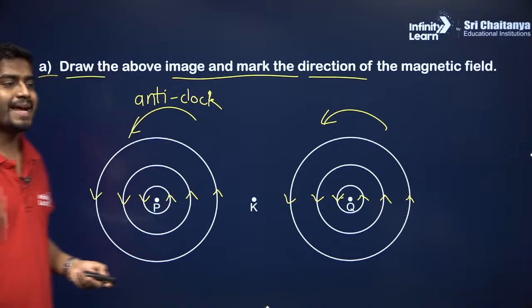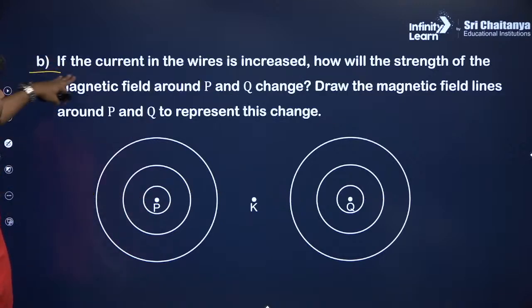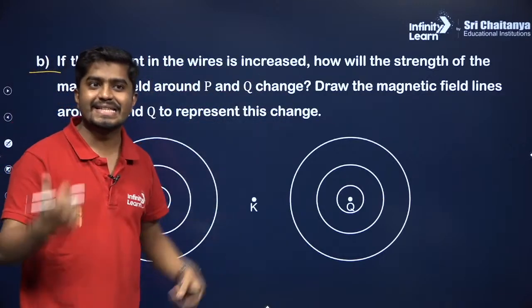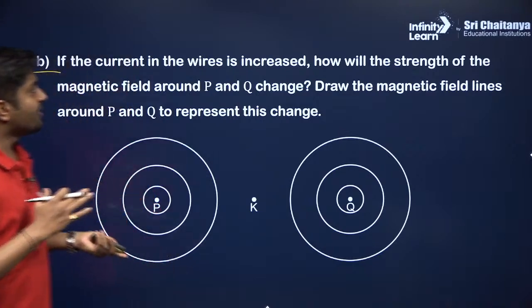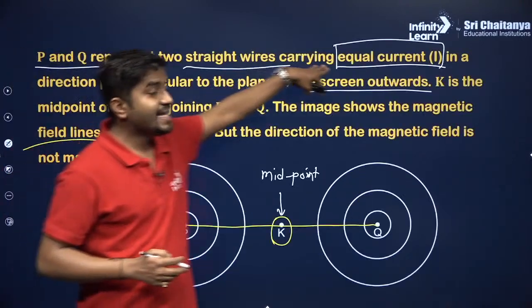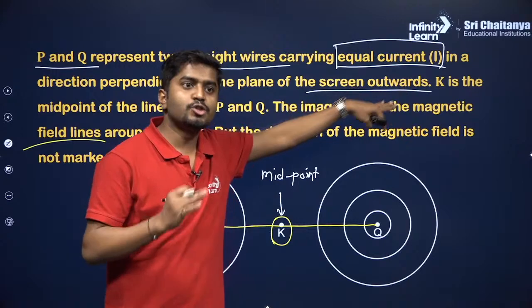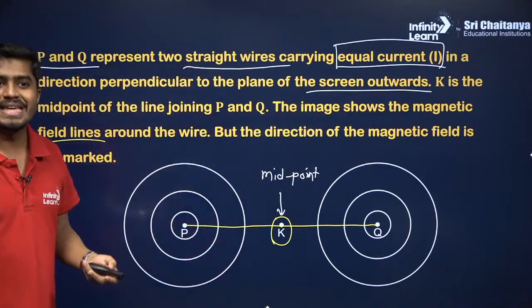Now let's go to the second sub question. If the current in the wire is increased. So now again in the first paragraph they have equal current. Current through both of them was equal.